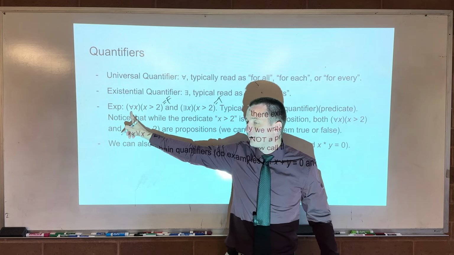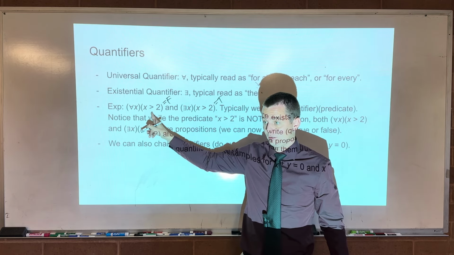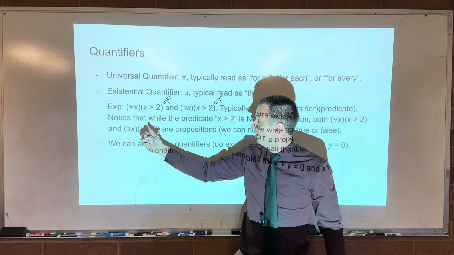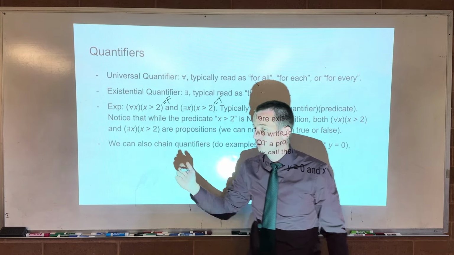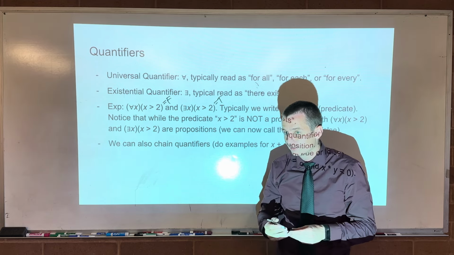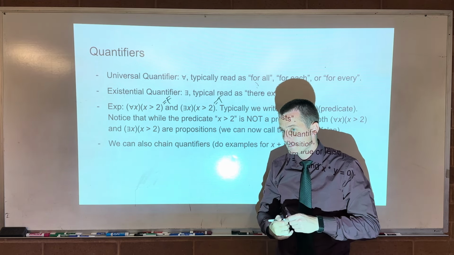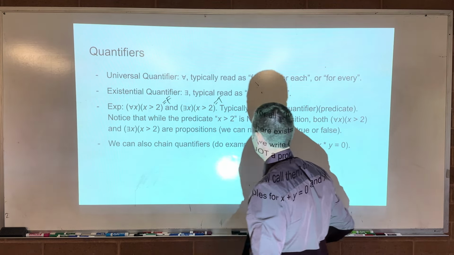So notice that when you add a quantifier to a predicate, it turns it into a proposition. So x is greater than 2 by itself, we can't call it true or false. But if I say every x is greater than 2, or some x's are greater than 2, you can now call it true or false. So adding a quantifier to a predicate can spit out a proposition.